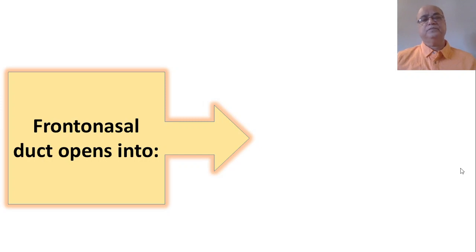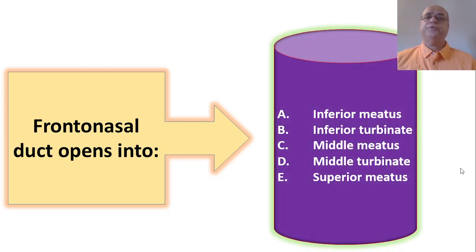So, frontonasal duct opens in. Whatever comes to your mind, write it down. The options we have here are these different meatuses in the lateral nasal wall and different turbinates. Of course, the frontonasal duct opens into a meatus, but which meatus? The meatus is the middle meatus.